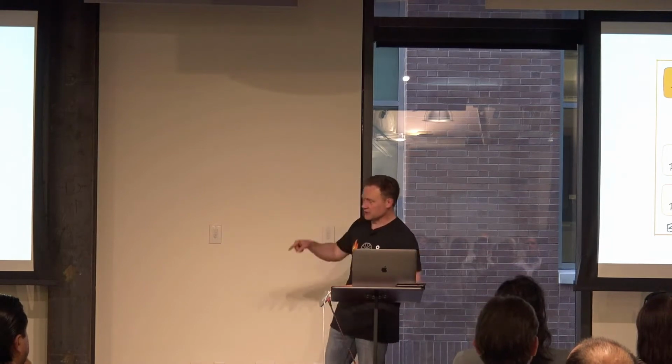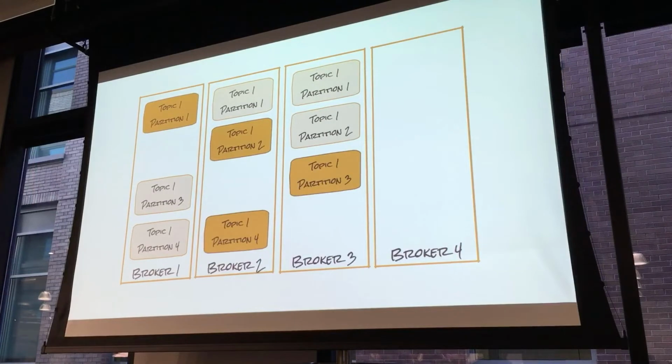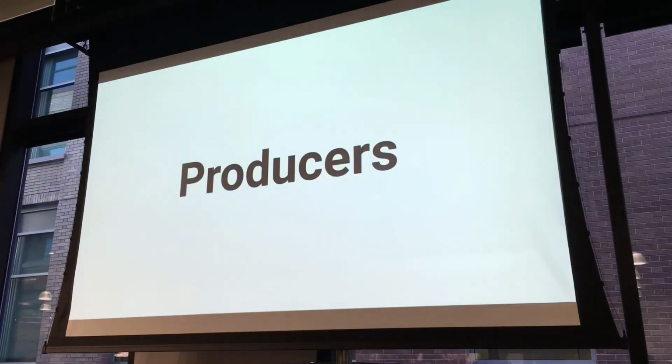And when one goes away, the cluster elects a new one of the remaining functional, in sync, up-to-date replicas that automatically gets elected. All right, how do we write into Kafka?